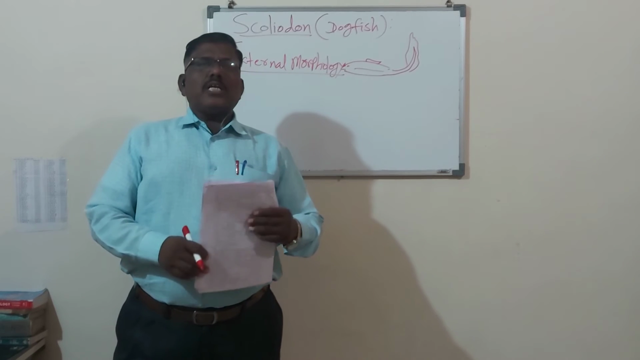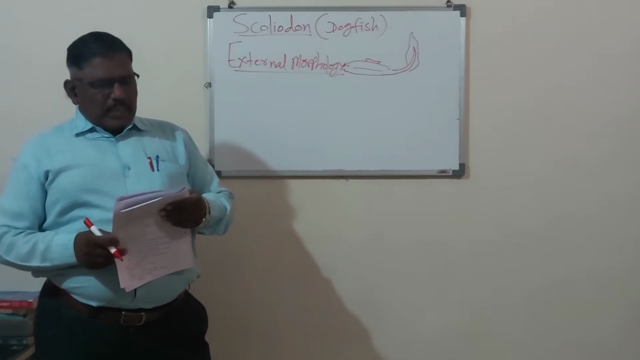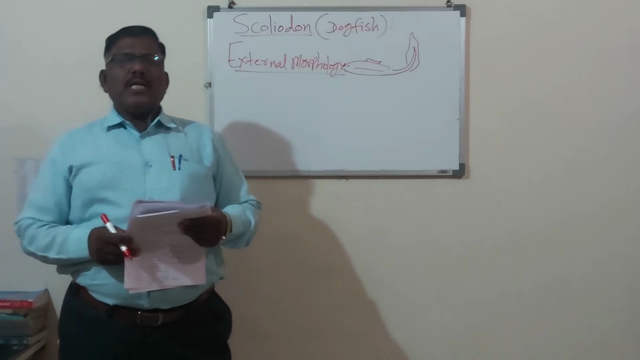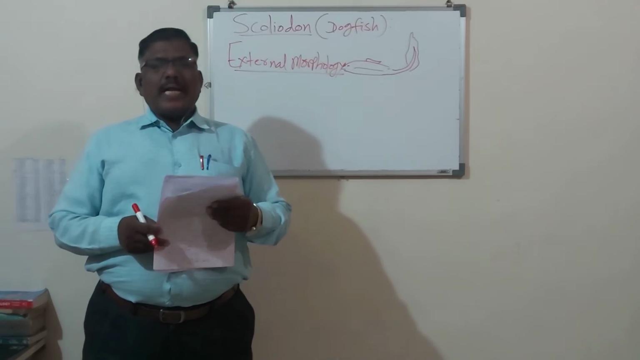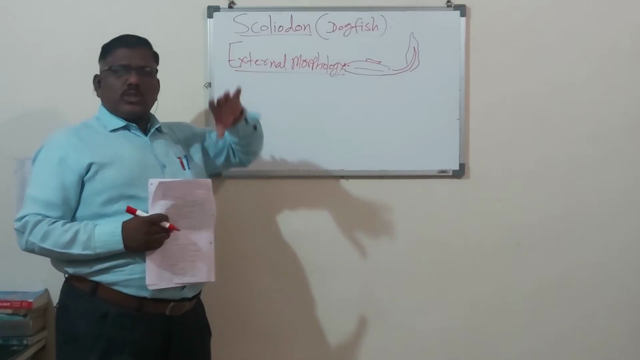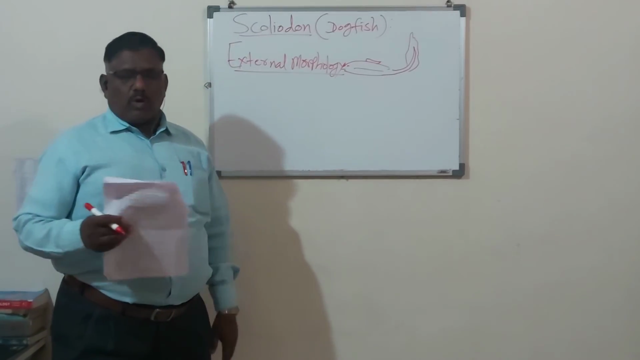Now, scoliodon is also called the dogfish because of two reasons. One reason, sense of smell is acute like the dog. The other, the tail is upwardly curved like the dog. So that's why scoliodon is called the dogfish. This is the short introduction of the scoliodon. Now we have to study the external morphology of scoliodon.